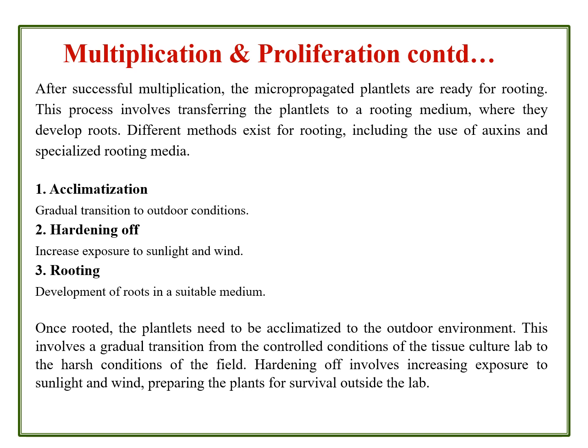Next, further rooting will be induced on a suitable rooting medium, so that is a suspension medium. Once the plantlets are rooted, they need to acclimatize to the outdoor environment. That involves the gradual transition from the controlled conditions like a mist chamber or a greenhouse chamber or polyethylene chambers, and the lab, to the harsh conditions of the field. Hardening often involves increasing exposure to sunlight and wind, preparing the plants for survival outside.